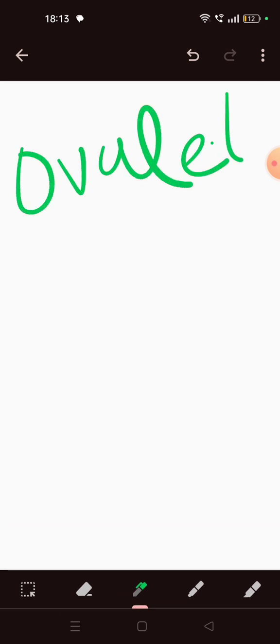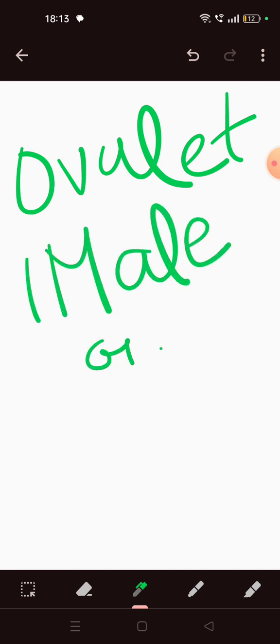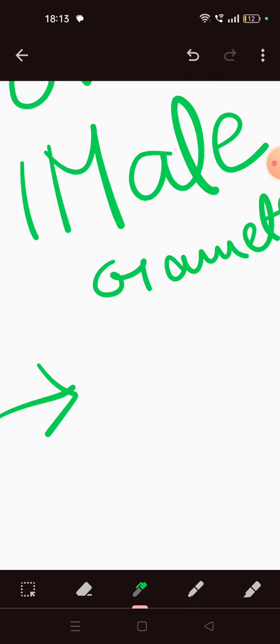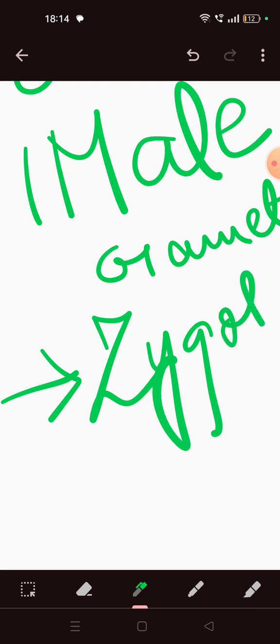Here we had one ovule plus one male gamete, right? Now this ovule plus one male gamete will form the zygote. Okay, so I hope this much is clear. The first product that is coming out will be zygote, which will further develop into embryo.